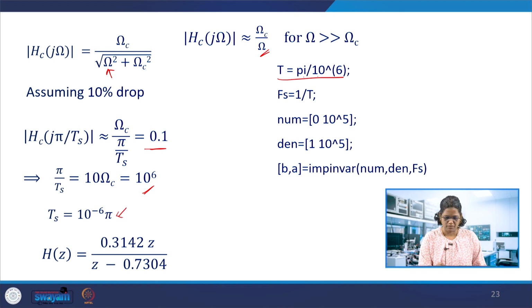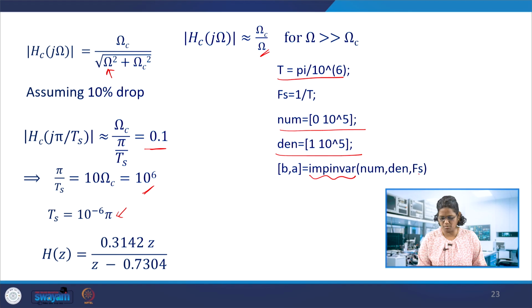This is what the T is, and Fs, the sampling frequency, is 1 by T. The numerator of the filter is omega c, so the first coefficient is 0 and the numerator polynomial is 0 and 10 power 5. The denominator is s plus omega c, so coefficient 1 and 10 power 5. Using this, we get the impulse invariant, which is a built-in function in MATLAB.